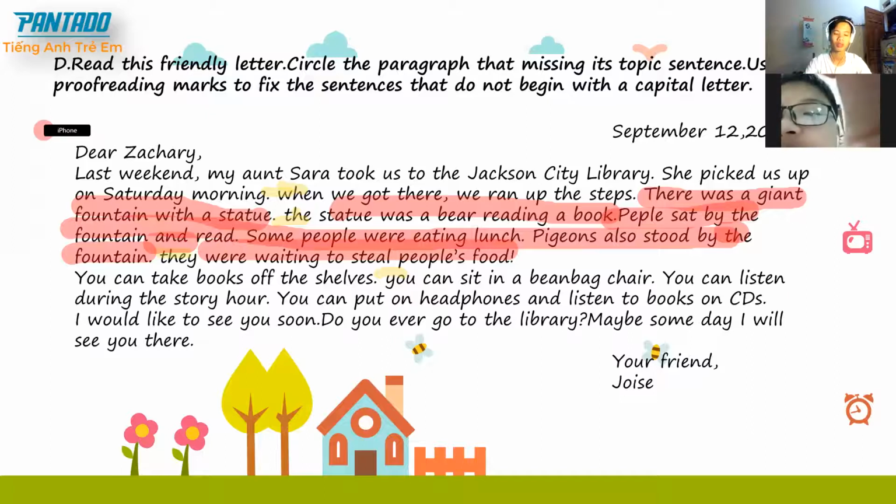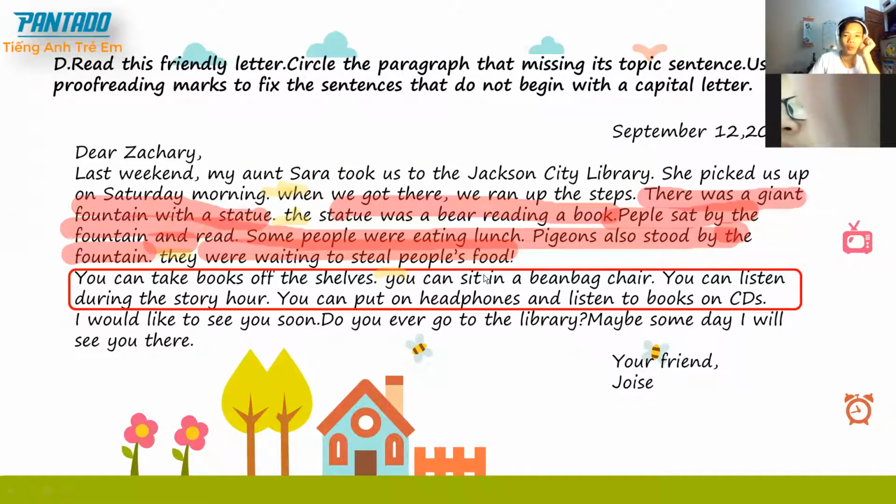Okay, please. All right. So paragraph one is missing its topic sentence. Yes. No, this is paragraph two. You can take books off the shelves. You can sit in a beanbag chair. You can listen during the story hour. You can put on headphones and listen to books on CDs. These do not have a topic sentence.